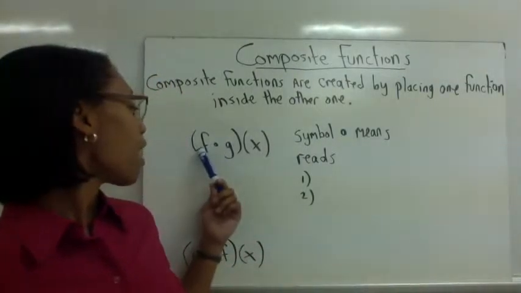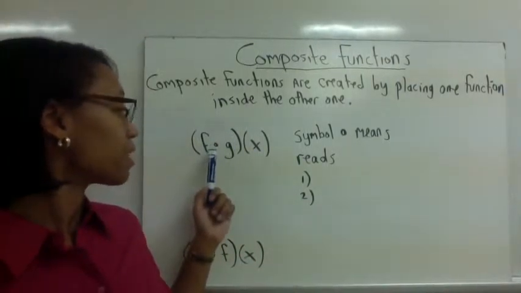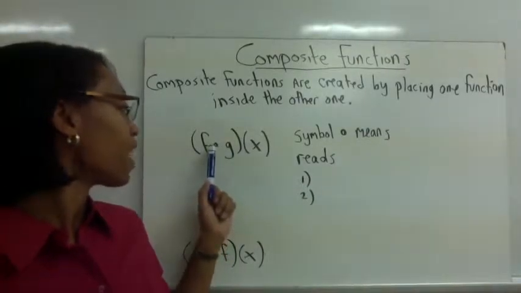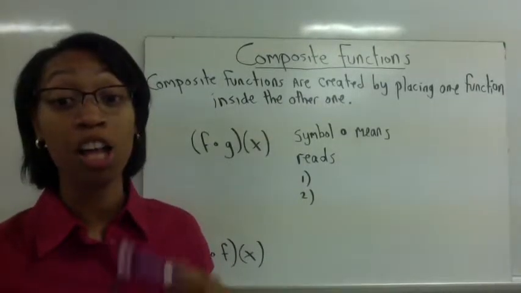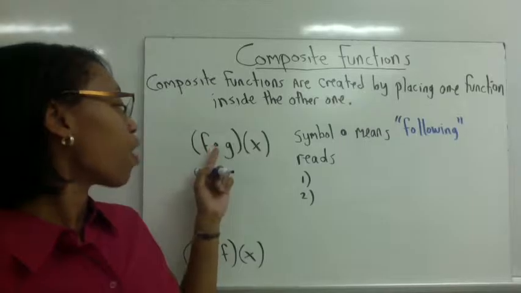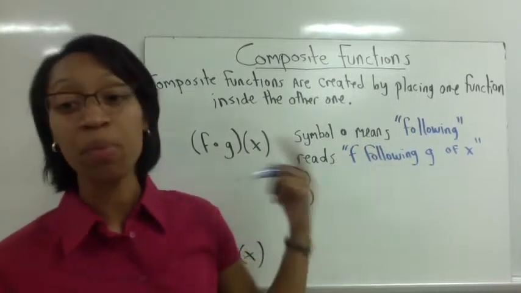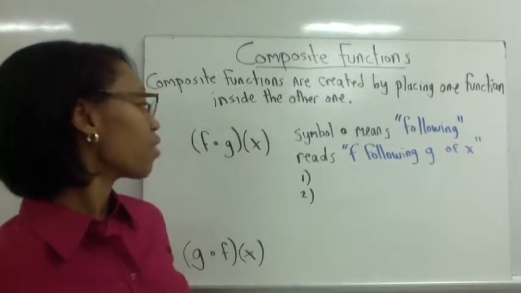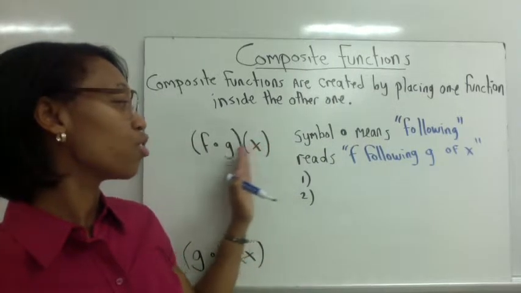So f following g of x. This right here means that we have a composite combined of f and g. And that little dot there is a symbol that means following. Okay, so that means this reads f following g of x. Now if f is following g, which one comes first, f or g? G does. All right, so when we're doing composites, we need to move from the left to the right.